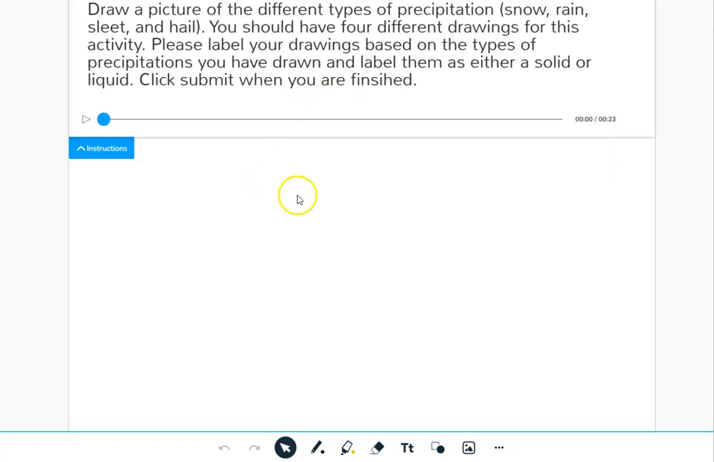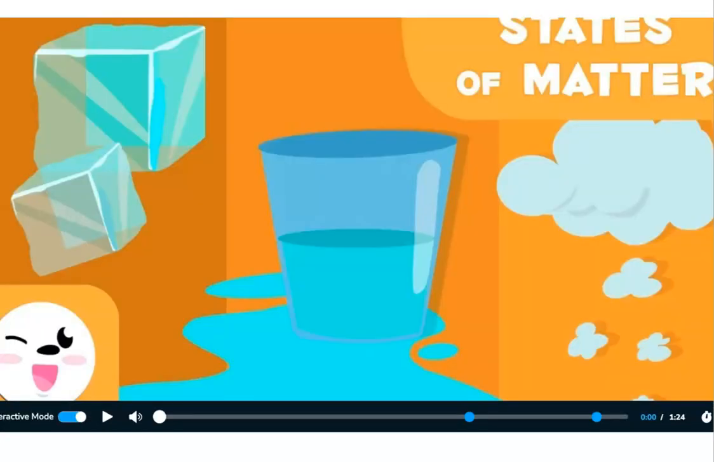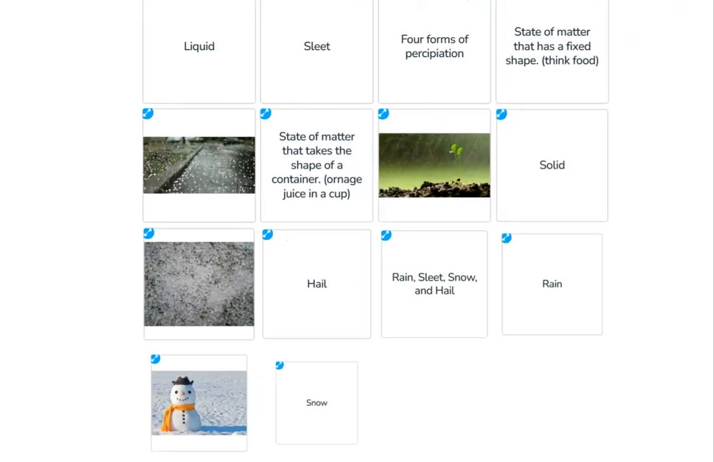Next, I have a Drawlet activity where students get to draw the types of precipitation and label them. This is a fun way to learn, and it helps me see if they truly understand what is being taught. Here's another video. It's a very short video that covers the states of matter for solid and liquid. And again, I have two questions about those states of matter for students to answer in multiple choice form.